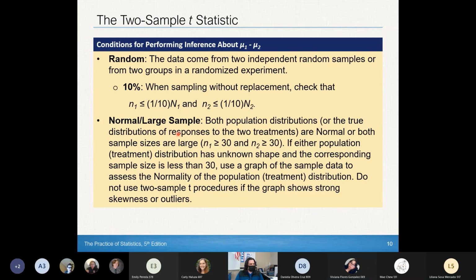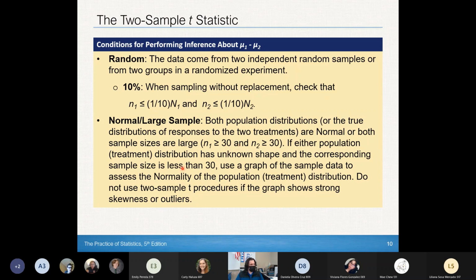Then we have our normal/large sample. So both population distributions, or distributions of responses to the two treatments, are normal, or both sample sizes are large enough. n1 is greater than or equal to 30 and n2 is greater than or equal to 30. This again is from our central limit theorem. It goes back to chapter 7. That's how we say large enough.